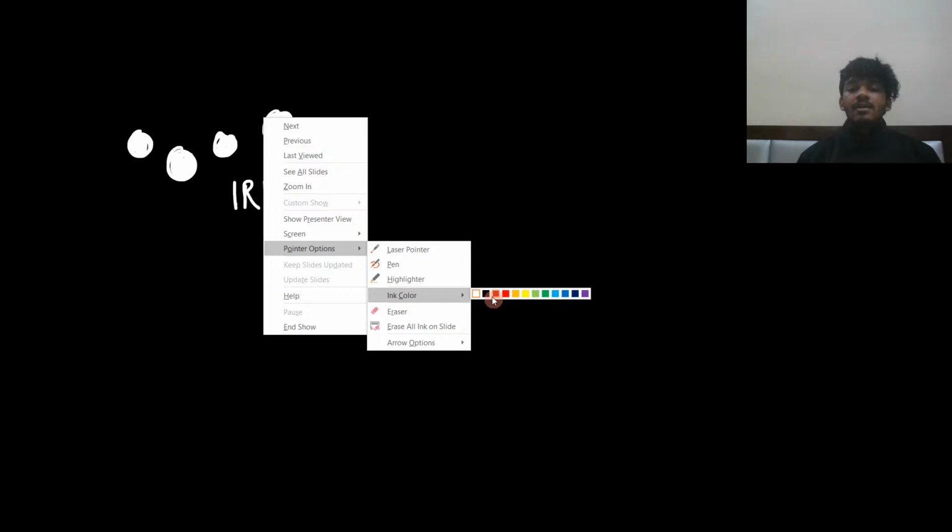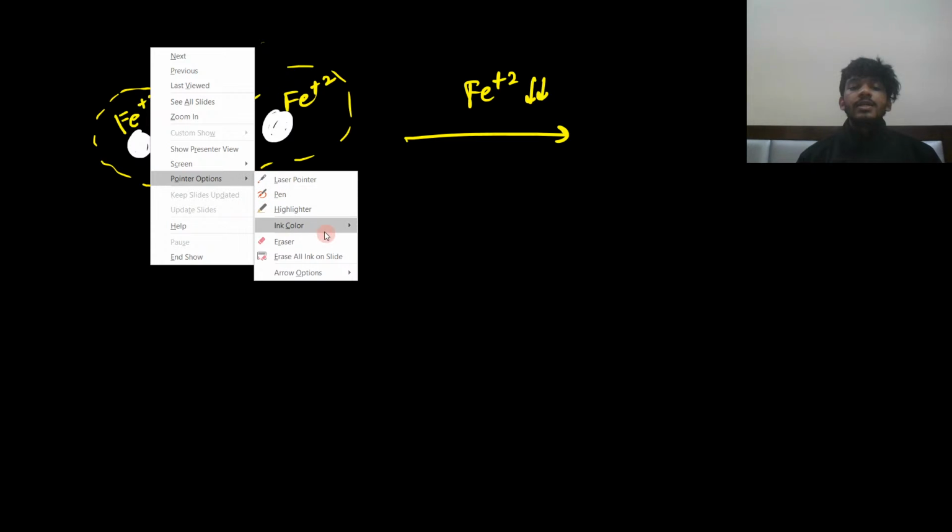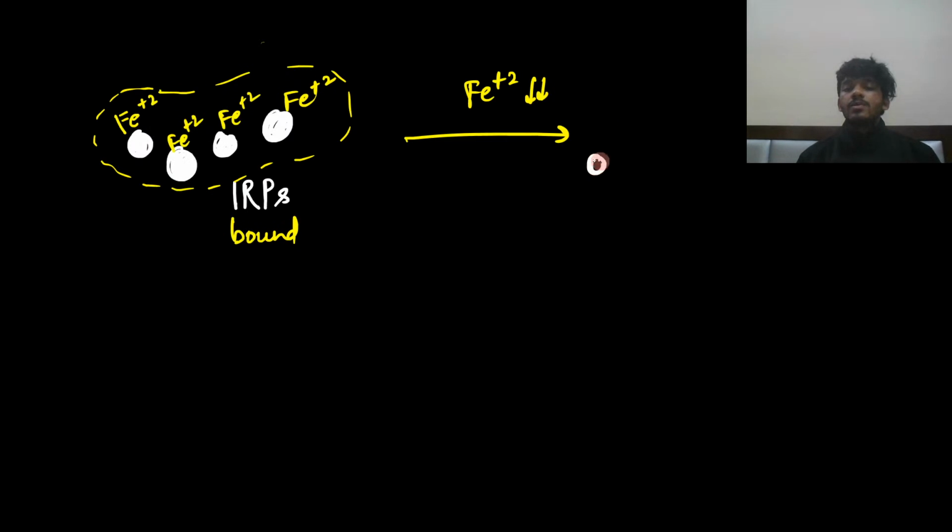These are iron response proteins. So when iron levels are high, these are all bound to iron. And when they are bound to iron, they are not present in the free form. They are present in the bound form. But when iron levels become low, then the iron response proteins become free. So you will have free IRPs.